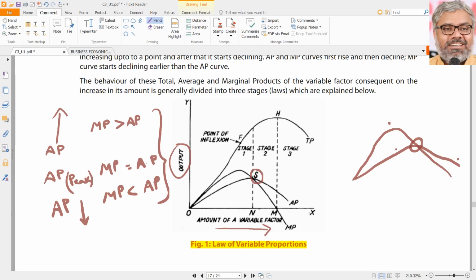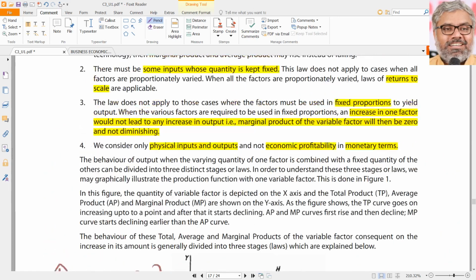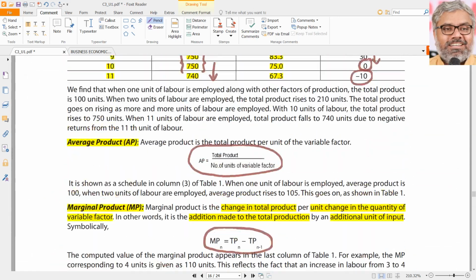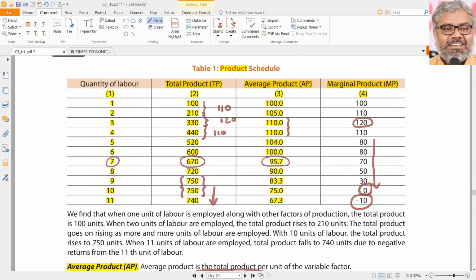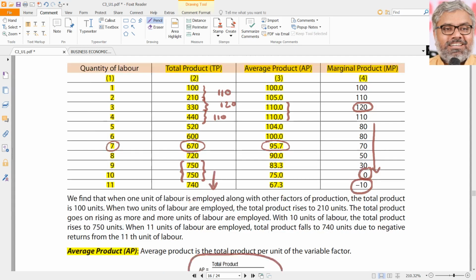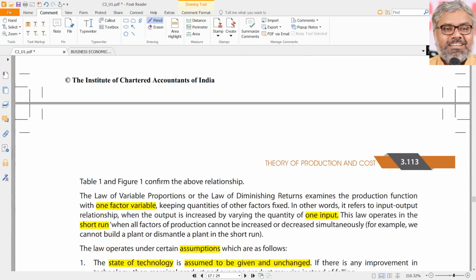Now observe that. Those things which we already have observed earlier in the production schedule, where there is a table, we can even observe in the graph also. Total product has increased up to 750, then only it started declining. And when the total product has reached its peak and started declining, the marginal product became negative. These are all things which we could observe in the product schedule. But we can observe the same things in the graph also, which is more beneficial.